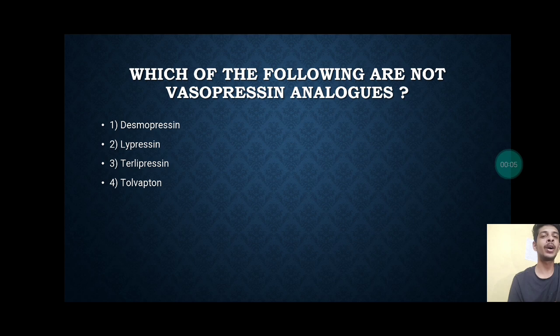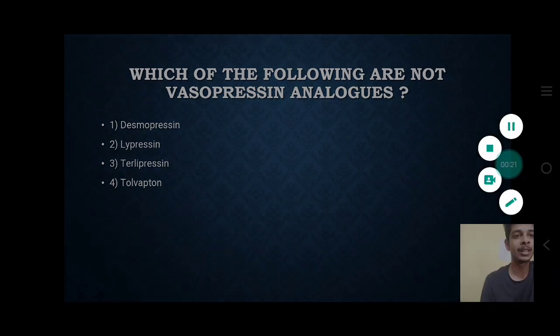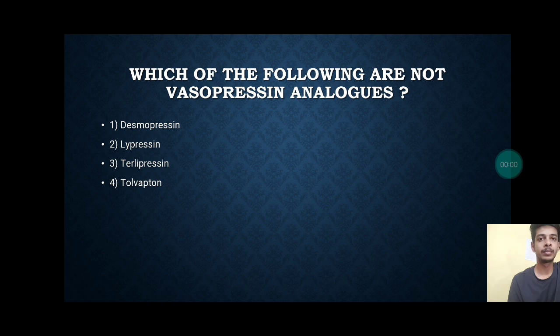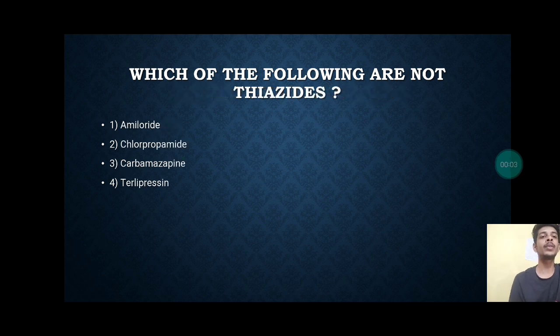Let's discuss MCQs of this topic. The first is, which of the following are not vasopressin analogs? The options are desmopressin, lypressin, terlipressin and tolvaptan. The answer is tolvaptan because it is a vasopressin antagonist. Which of the following are not thiazides? Options are amiloride, chlorpropamide, carbamazepine, terlipressin. The correct option is terlipressin because it is an ADH analog.